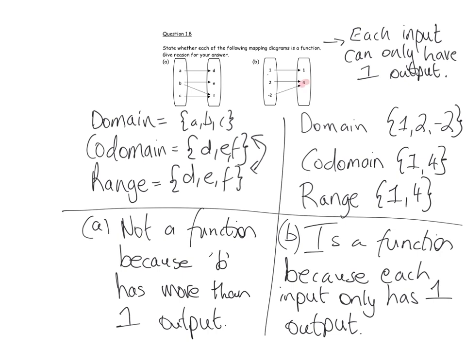you can see here the number 4. So 4 is there for two numbers. So 2 maps to 4 and minus 2 maps to 4, which is perfectly fine. The problem is if it was the other way around. So if 4 mapped to 2 and 4 mapped to minus 2. So an output can have two inputs, but an input can't have more than one output. I'm hoping that is making a bit of sense.